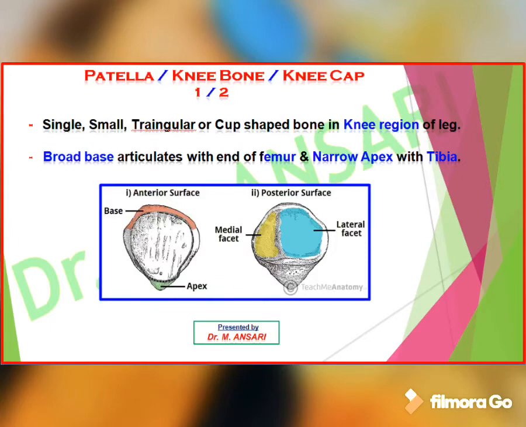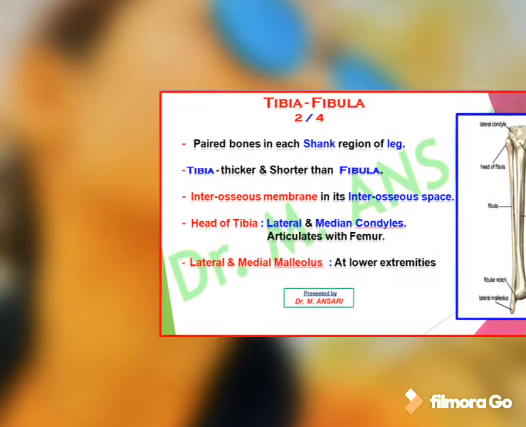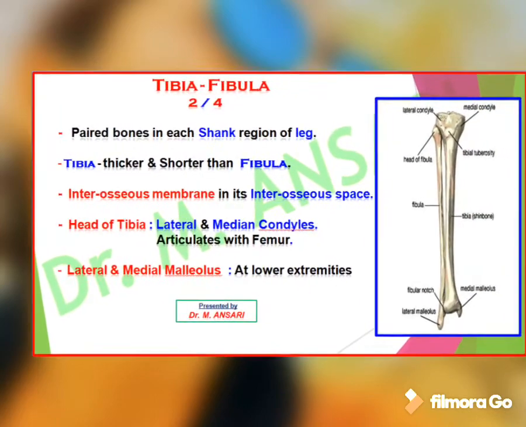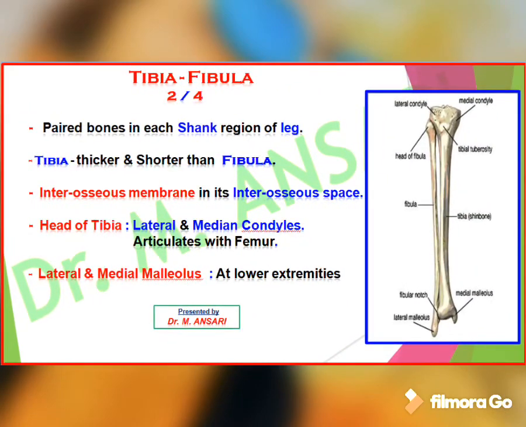It has a broad base. This broad base articulates with the end of the femur and its narrow apex articulates with the tibia. The tibia and fibula are 2 in number, present in the shank region. These 2 bones have an interosseous space which is filled with interosseous membrane. Tibia is thicker and shorter than fibula.